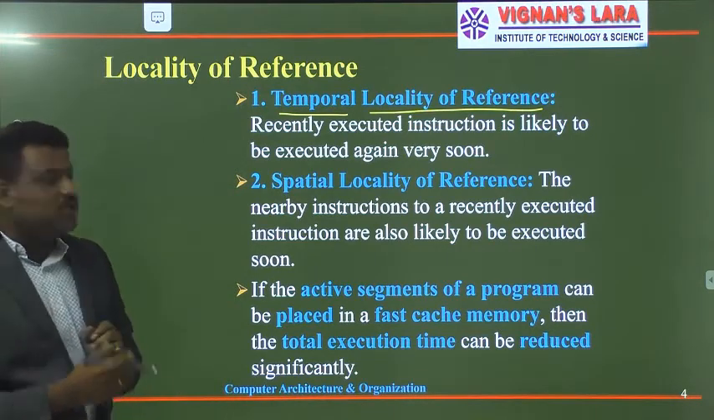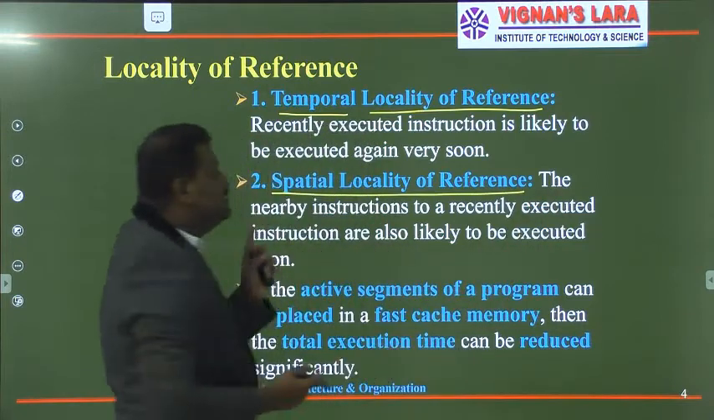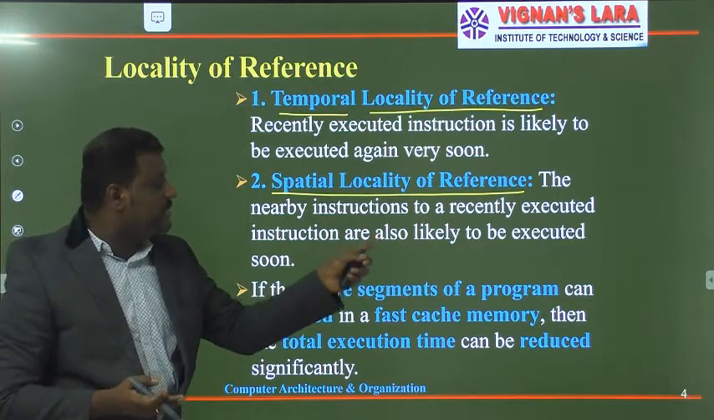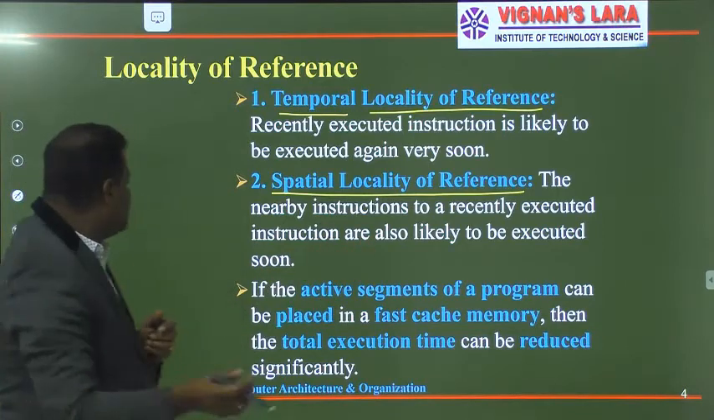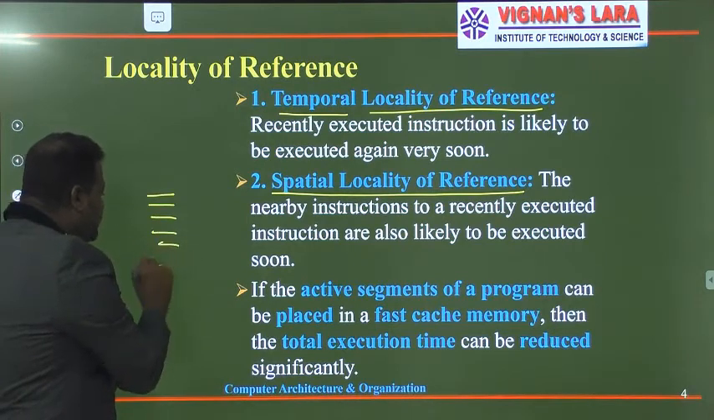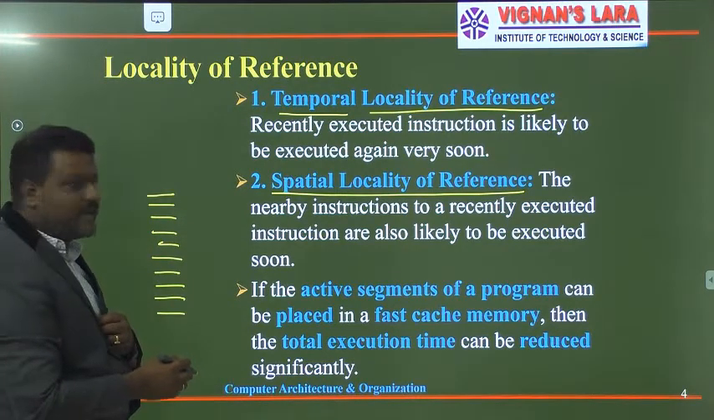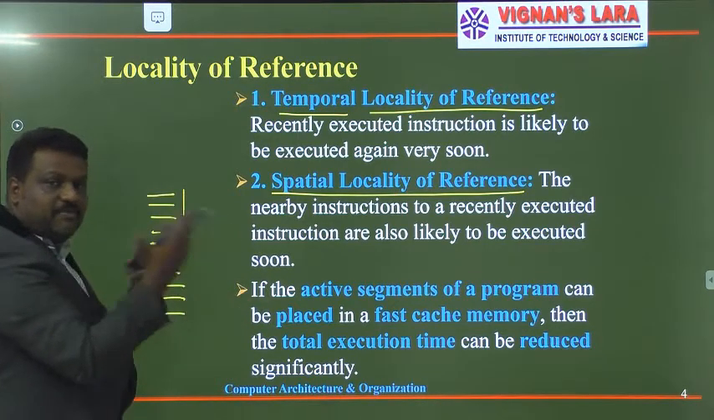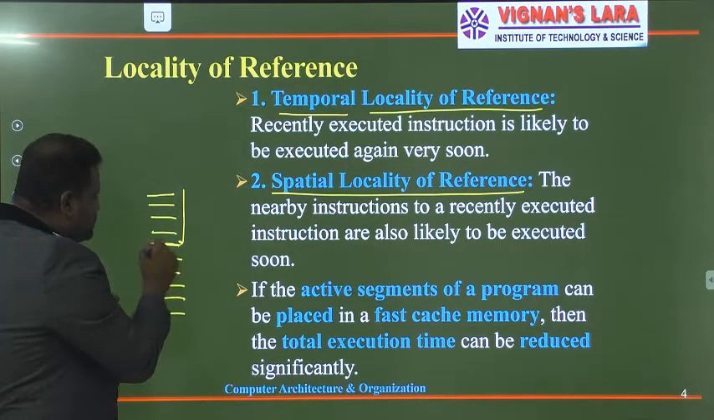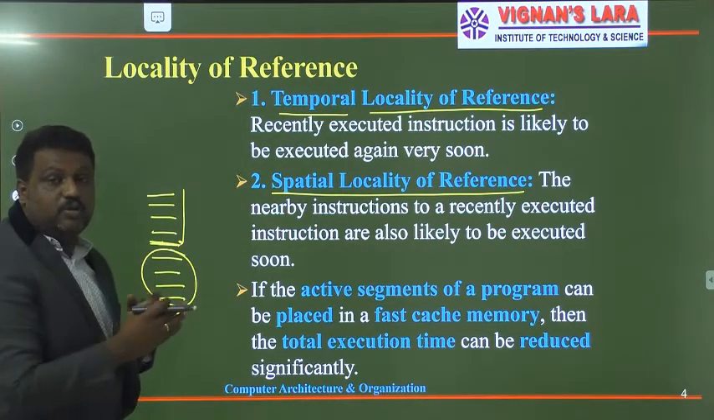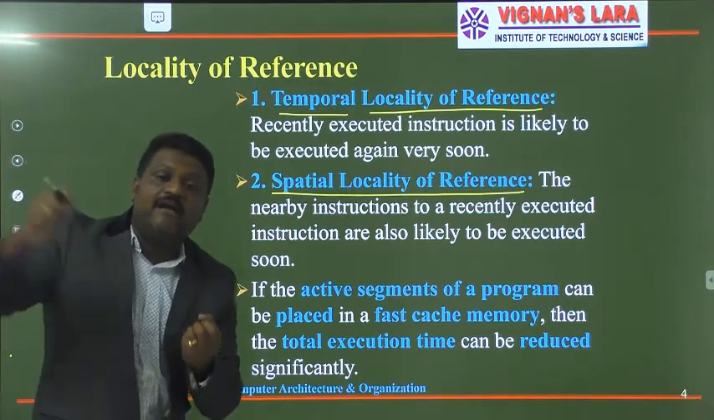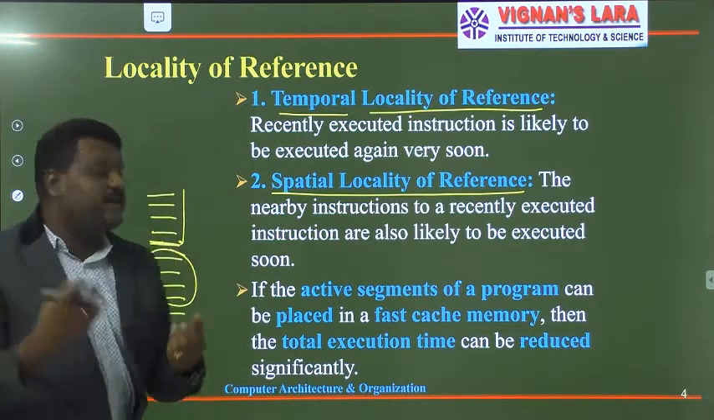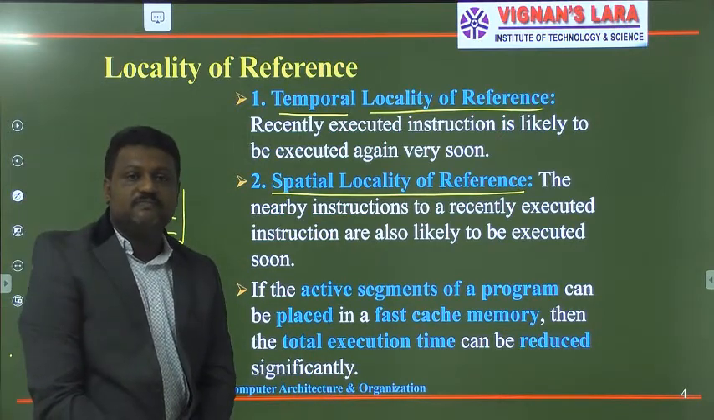The second is spatial locality of reference. In this case, the instructions near a recently executed instruction are also likely to be executed soon. For example, this is the program my processor is going to execute. Right now I am executing this instruction, and I not only bring this instruction from main memory onto the cache, but also the instructions surrounding it. I keep those in cache memory too, because in the near future my processor may execute the upcoming instructions.